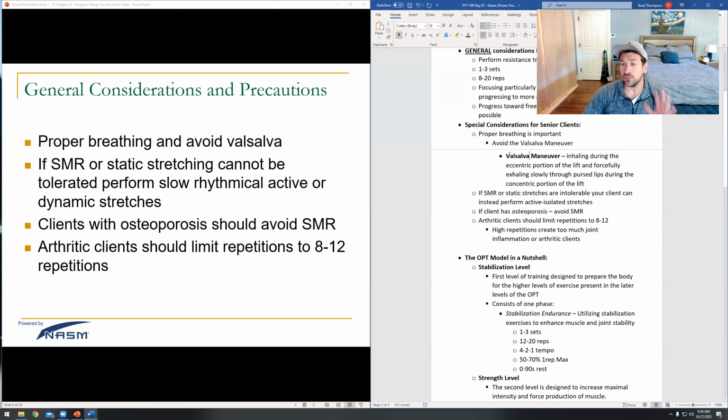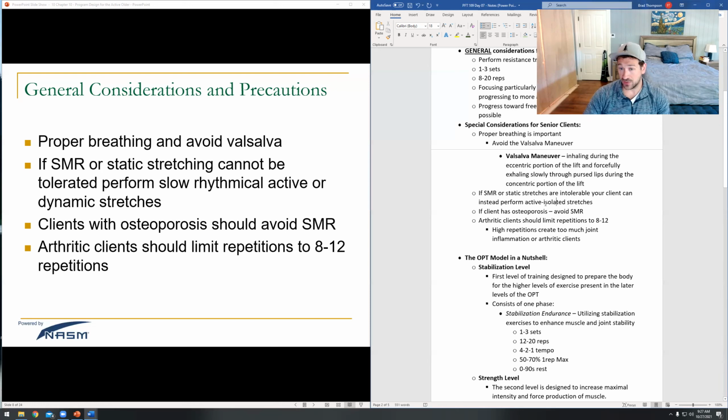So for the Valsalva, inhale during the eccentric portion and forcefully exhale slowly through pursed lips during the concentric portion, and that can create intra-abdominal pressure.